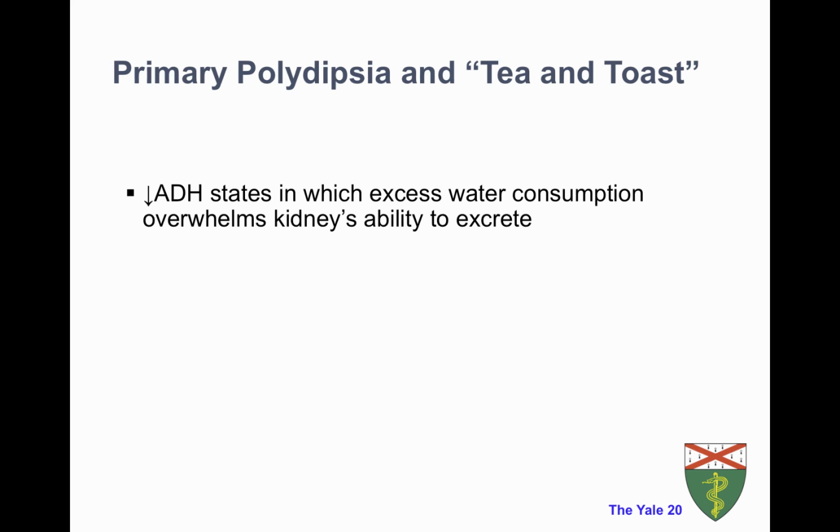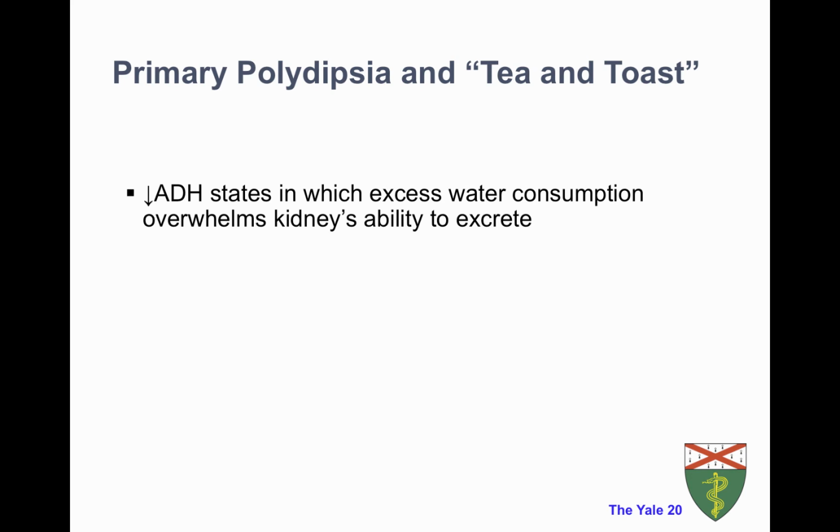And this is exactly what happens in primary polydipsia. But hopefully it stands out to you that the excess water consumption can't be trivial in order for this to occur. And of note, the older term for this disorder was actually psychogenic polydipsia, because historically it's more commonly been seen in psychiatric patients. The pathophysiology behind the so-called tea and toast diet is actually quite similar. And as an aside, if you've ever heard the term beer potomania, it's referring to the same basic idea.